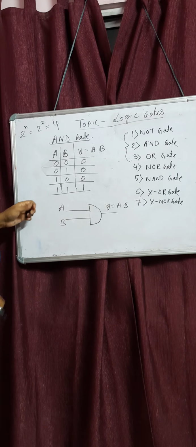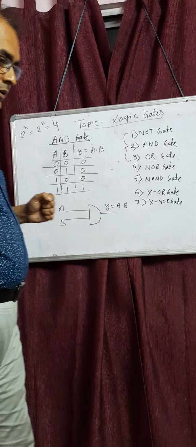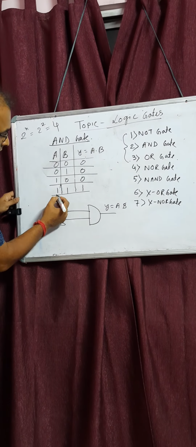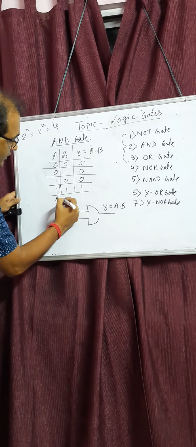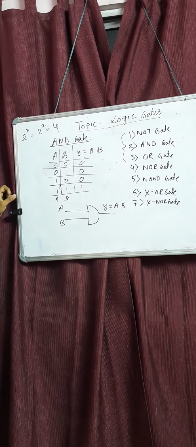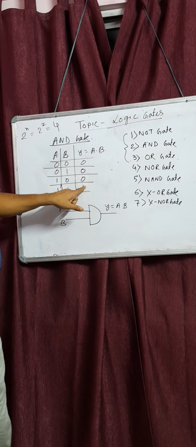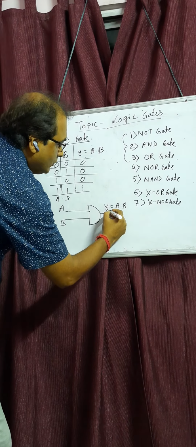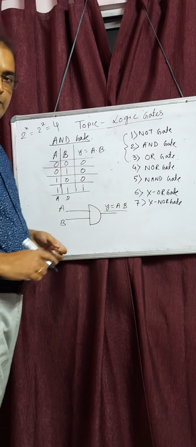Okay. Now from this truth table, we find out the expression for this AND gate. Now see here both the inputs A and B, both are 1 1. So that's why output will be 1. So for these inputs, your Y is equal to AB.